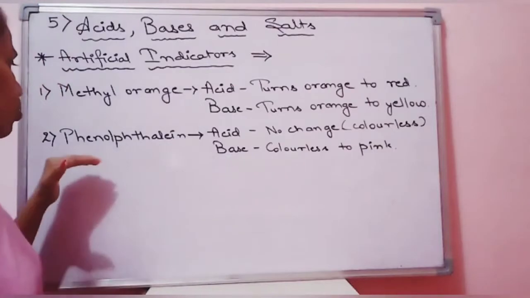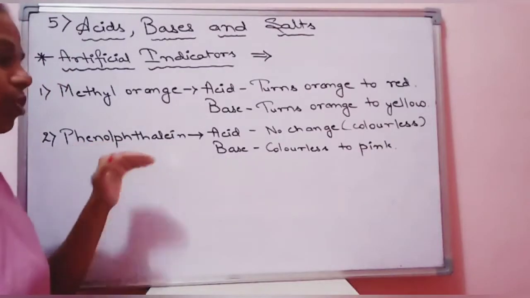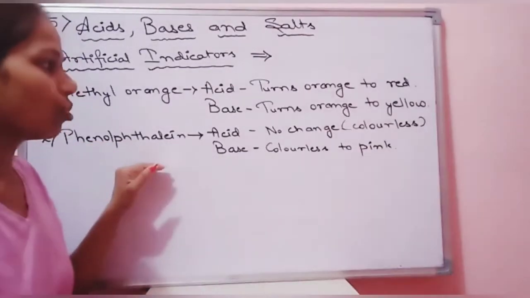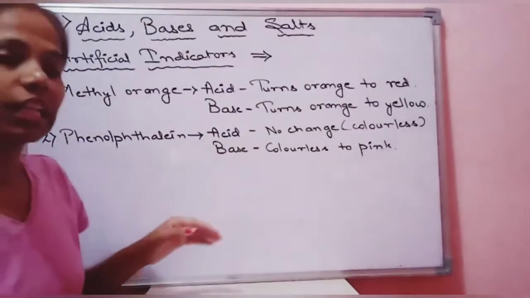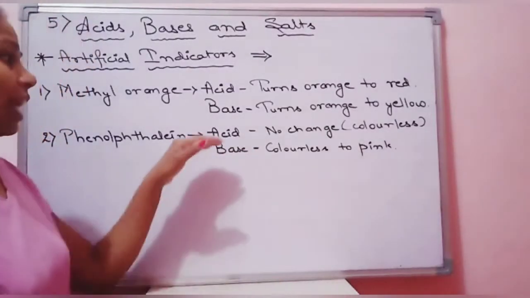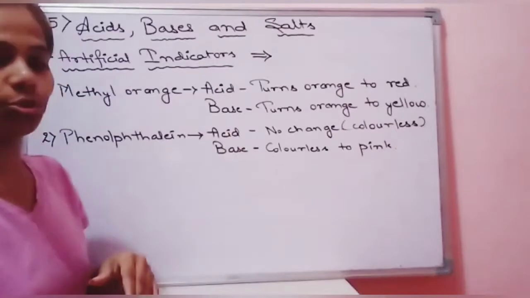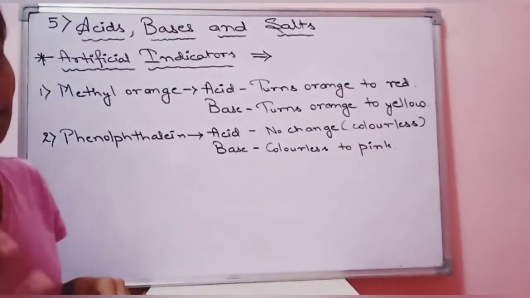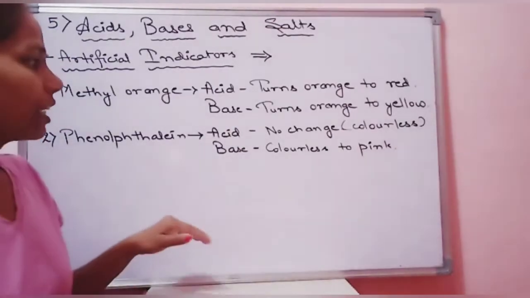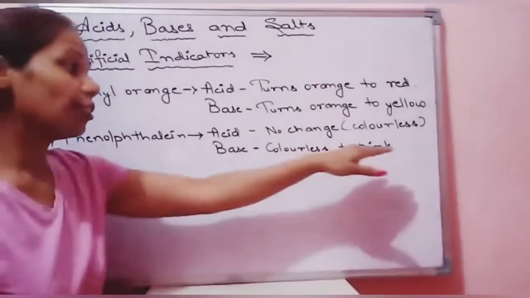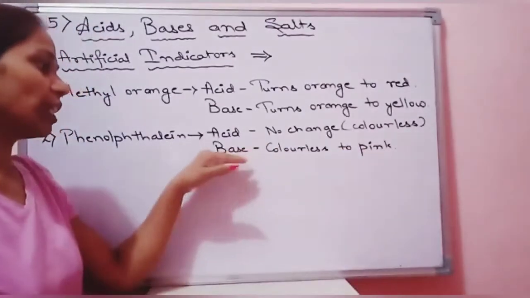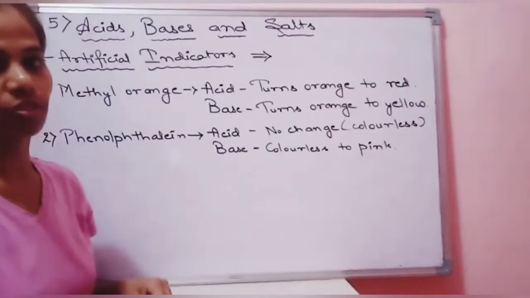Okay. Next we have the phenolphthalein solution. The phenolphthalein solution, children, is colorless, and when you mix acid into it, it remains colorless, whereas it changes its color to pink when it is mixed with any basic solution. Fine.